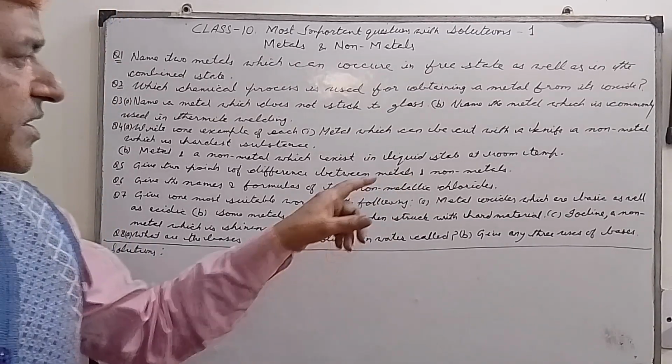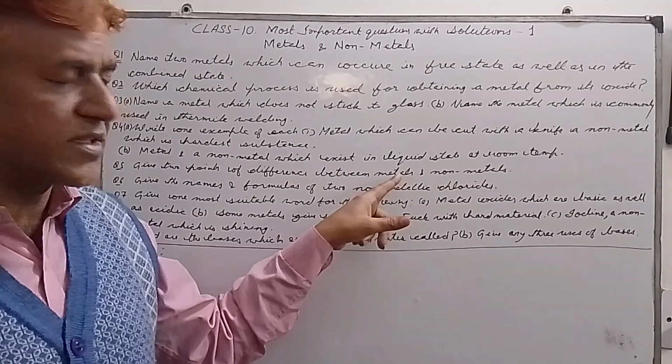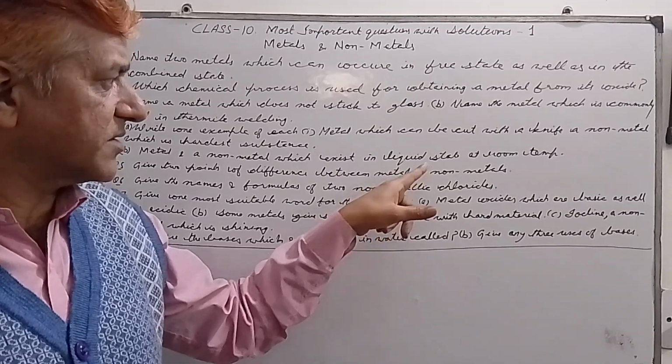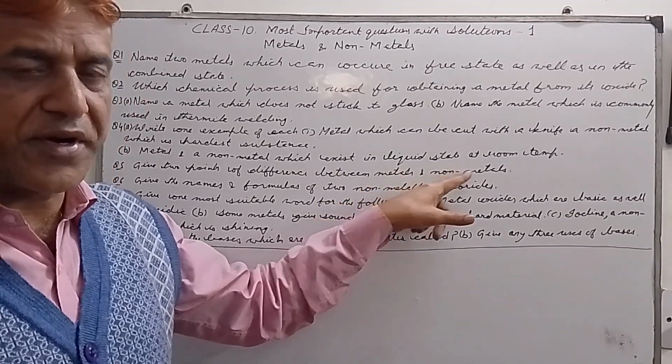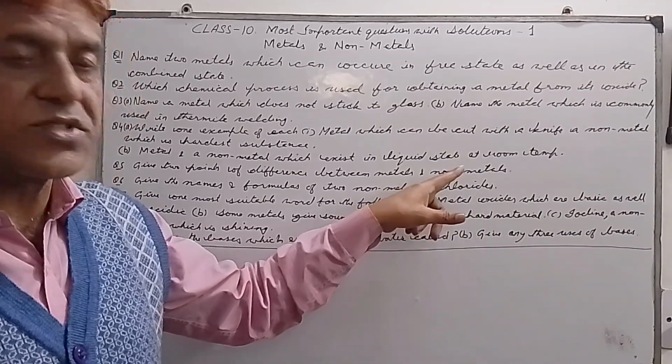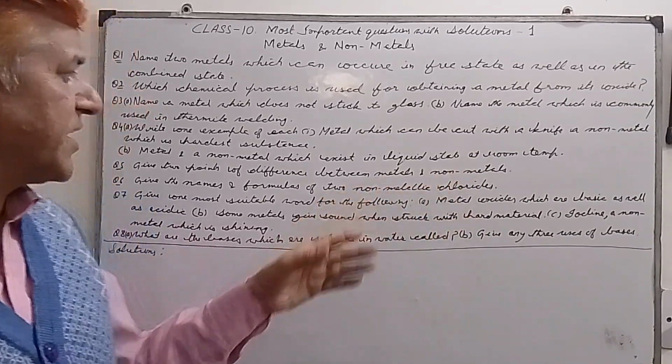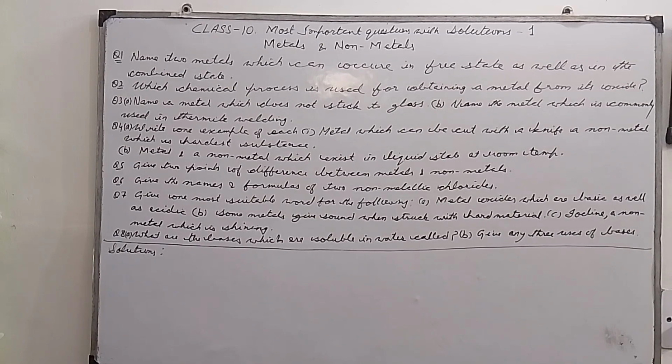And there are many other differences also. For example, metals are ductile, sonorous, like this, and non-metals are non-ductile and they are not sonorous. So like this we can write many points of difference between metals and non-metals.